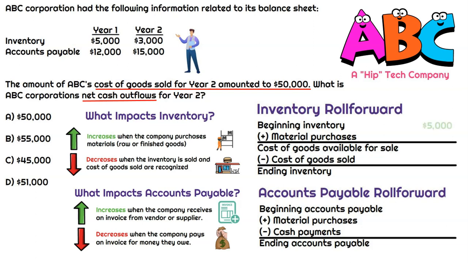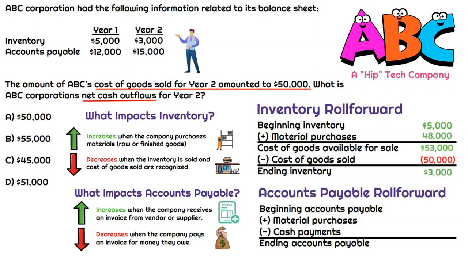So the question gives us beginning inventory, that's $5,000. Now we don't have material purchases or cost of goods available for sale. We need to solve for that. Now we do have cost of goods sold, that's negative $50,000 here. And then ending inventory is $3,000. So we'll need to work backwards here. So we'll start with ending inventory, which is $3,000, and then cost of goods sold was $50,000 negative. So if we add that back, that gets us to cost of goods available for sale of $53,000. Well, if our beginning inventory was $5,000, that means we had material purchases of $48,000.